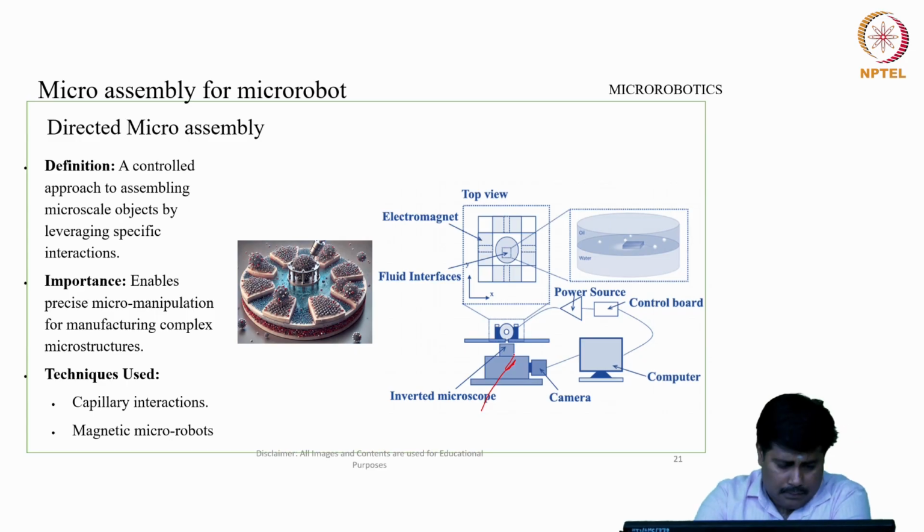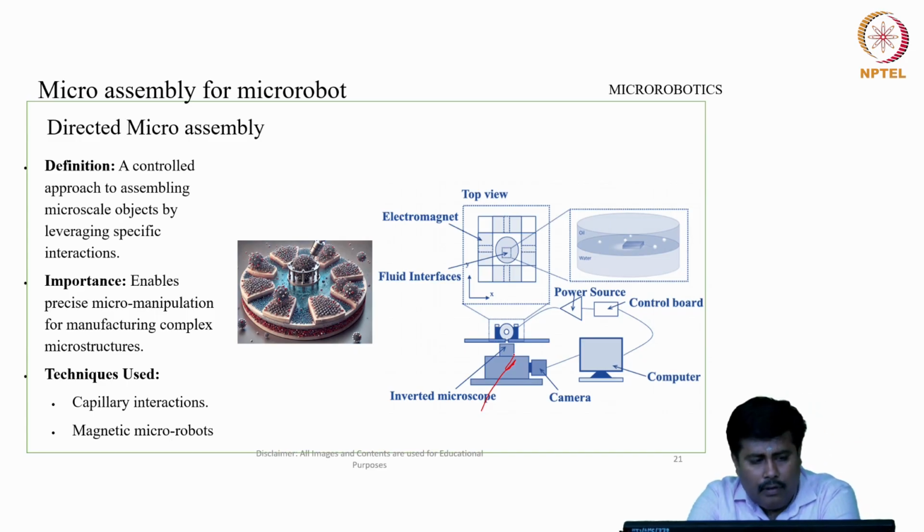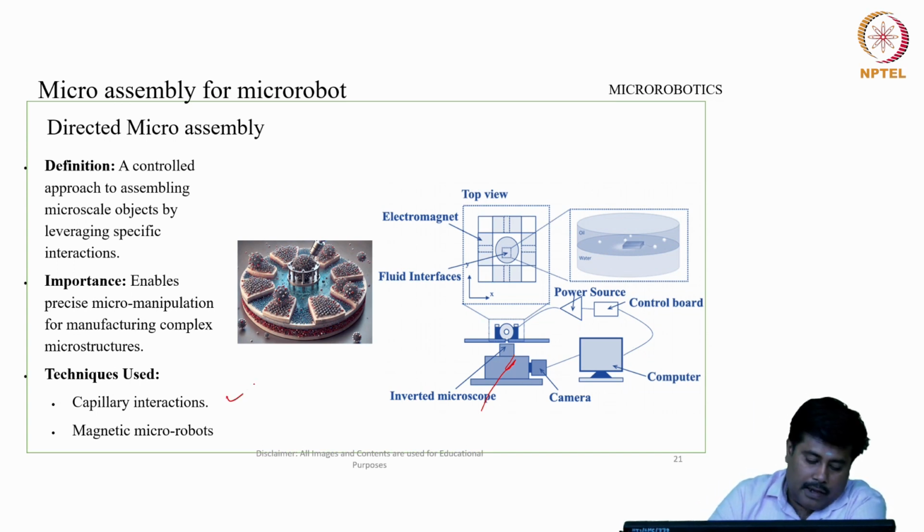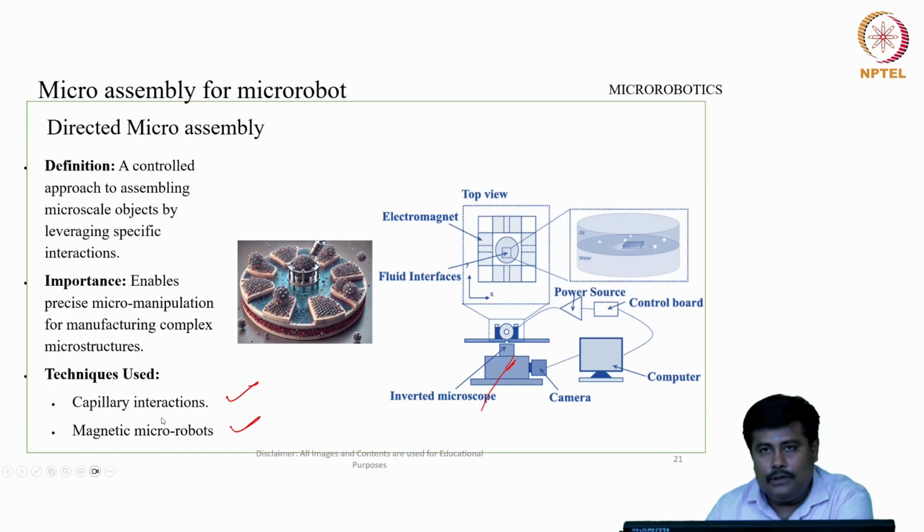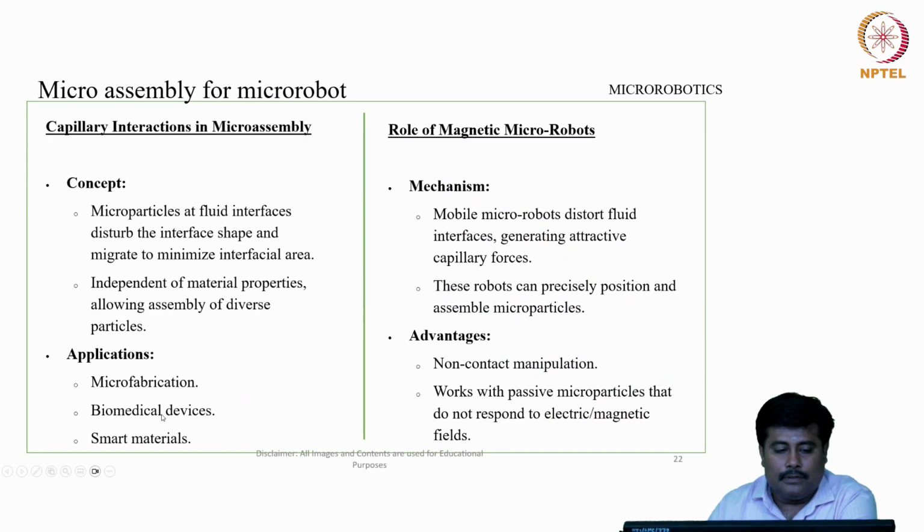So as far as this particular case is concerned, when we try to define directed microassembly, it's a controlled approach for assembling micro-scale objects by leveraging a specific interaction. From an importance perspective, it enables precise micro manipulation for manufacturing complex microstructures. Some of the techniques used are capillary interaction and magnetic microrobots. These are some of the techniques effectively used for directed microassembly.